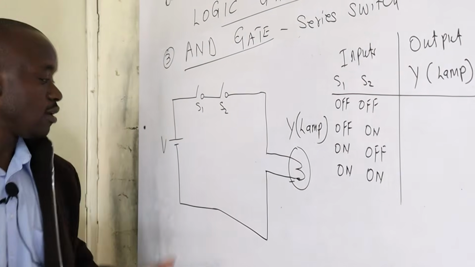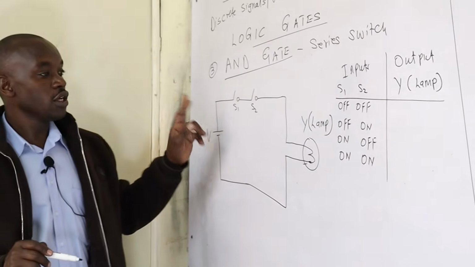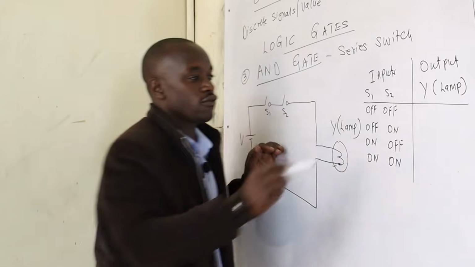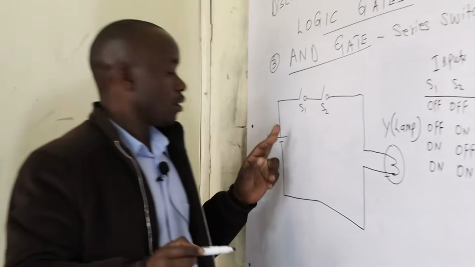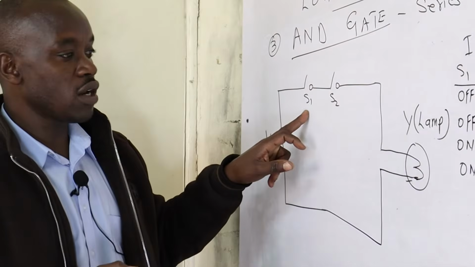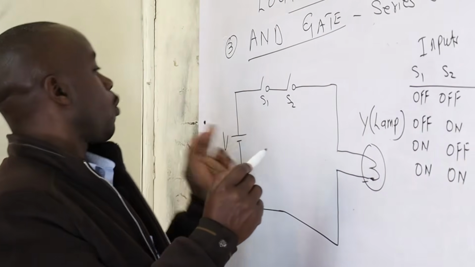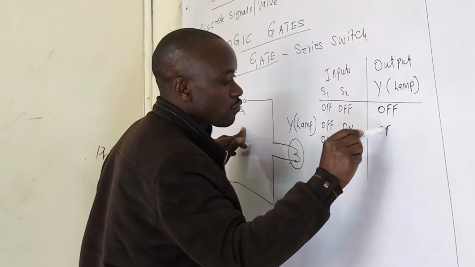Now, let us start. Apply the power. You get your voltage. Switch 1 off, switch 2 off. What will happen to the lamp? Off. Nothing will happen here. Scenario number 2: switch 1 off, switch 2 on. Switch 1 is off, so there is no power, so switch 2 cannot do anything. So it will be off.